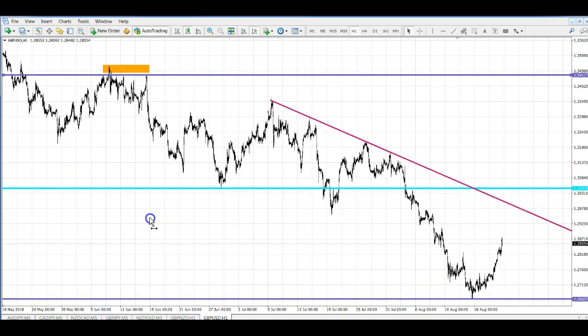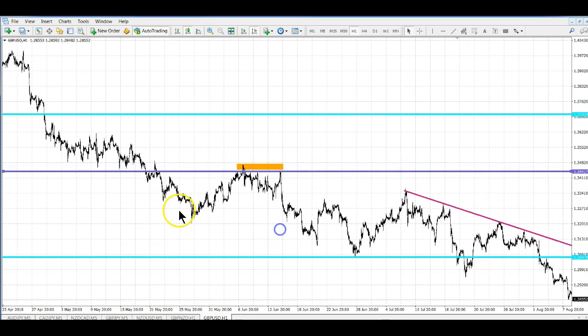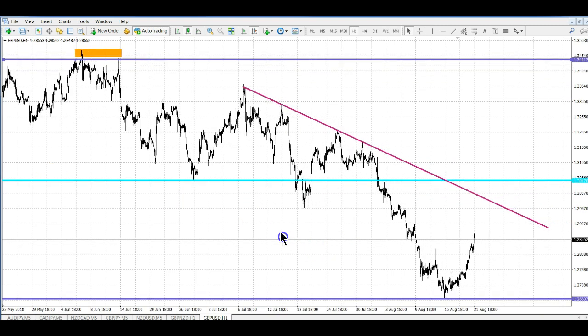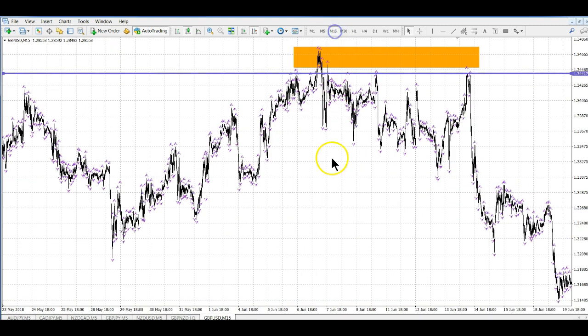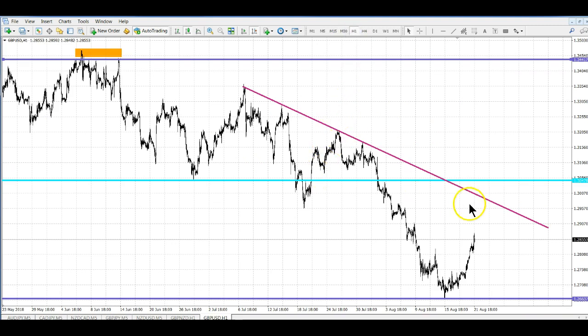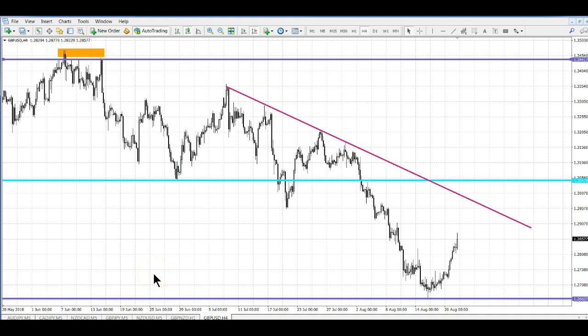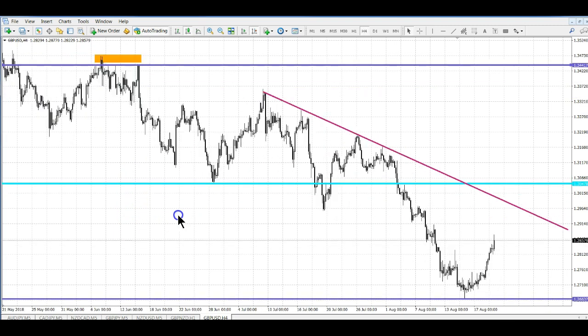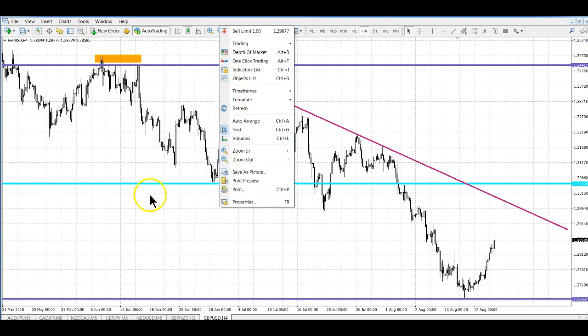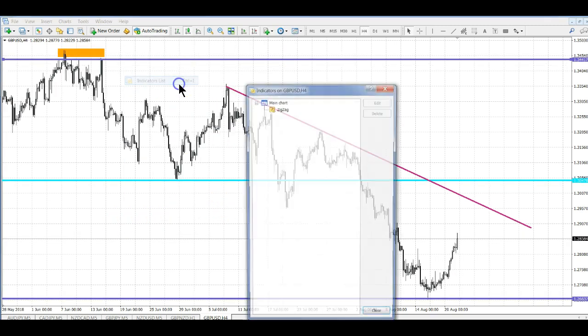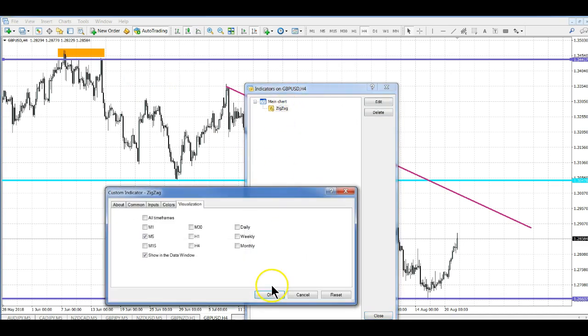I generally trade off a 1 hour time frame. But if you want to trade off of a smaller time frame, draw your support and resistance lines on a higher time frame. If you're having a hard time figuring out where to draw your trend lines, there's an indicator you can use to help you, and that is called a fractal. No, I'm sorry, not fractal, zigzag. Let's put zigzag on here.